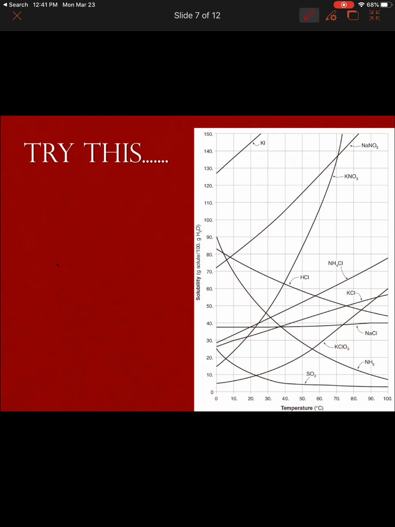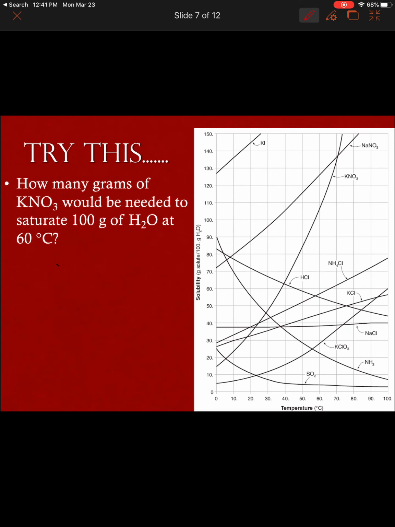So why don't we try a couple of questions, the likes of which you would see on a test or a quiz, and work with Table G. The first question says, how many grams of KNO3 would be needed to saturate 100 grams of water at 60 degrees Celsius? First and foremost, this entire chart only describes solutions with 100 grams of water. So 100 grams of water is standard for this chart.